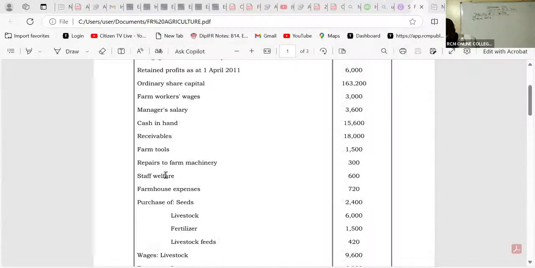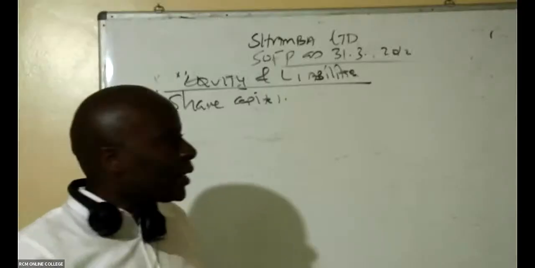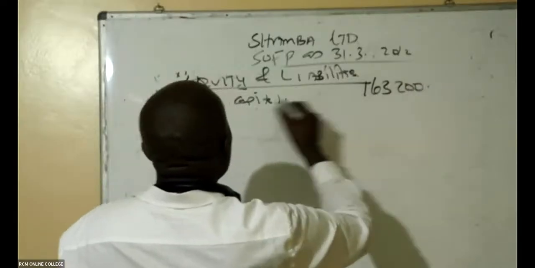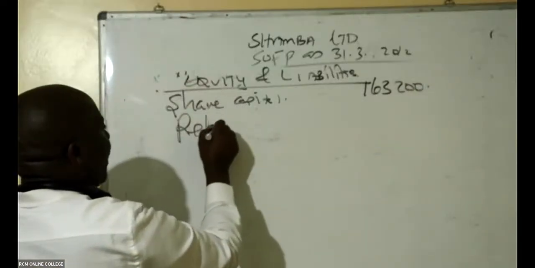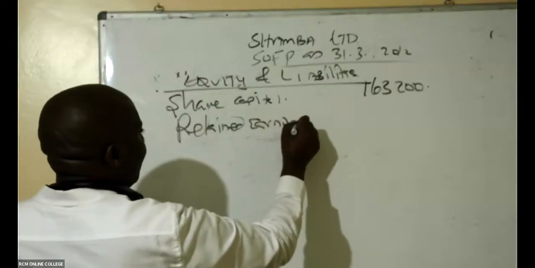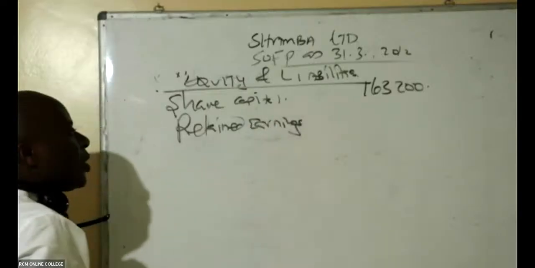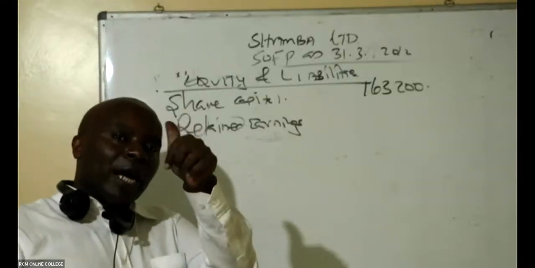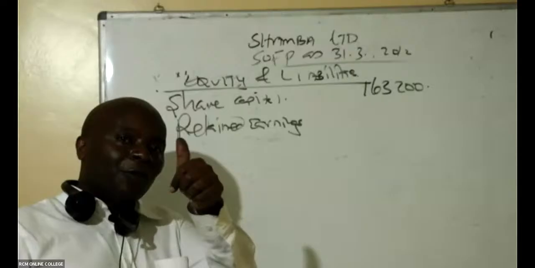Is there anybody who is able to pick? You can see your ordinary share capital. Ordinary share capital, 163,200. And then we have retained earnings, which is a form of equity. So retained earnings, you have to be very, very bright. We have the cumulative retained earnings carried forward.